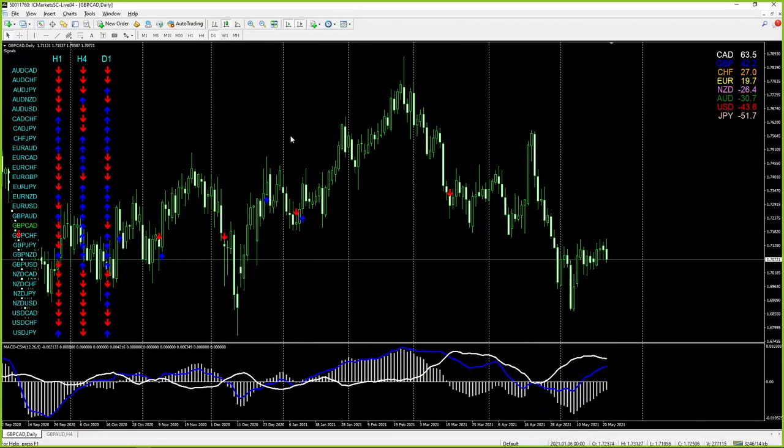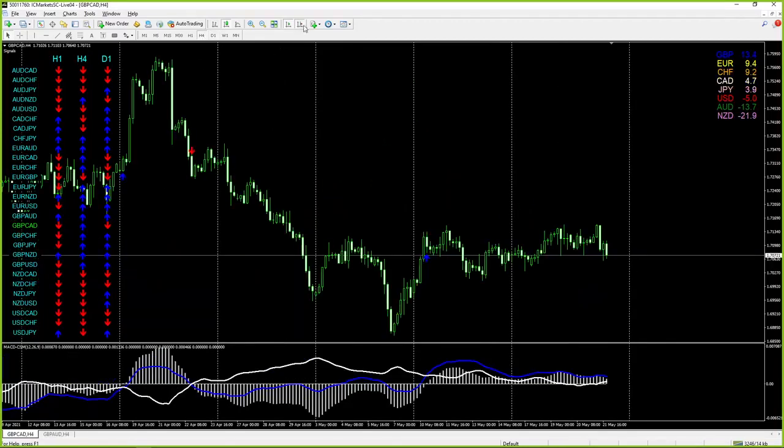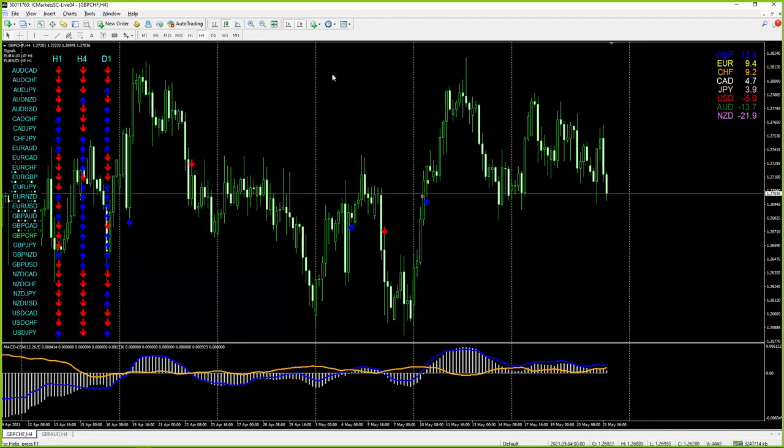Now let's go to GBP CAD. The general trend for GBP CAD was sell since 2 months ago. So this means that we will only be looking for sell signals on GBP CAD. However, on H4 time frame, it was buy last week. So H4 and D1 have different signals, so we won't be able to enter GBP CAD. Now let's go to GBP CHF.